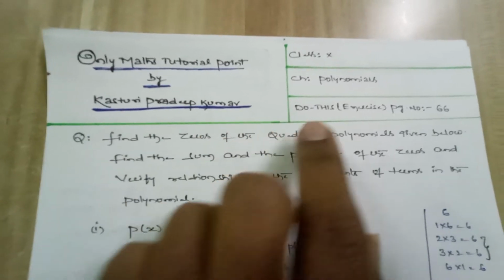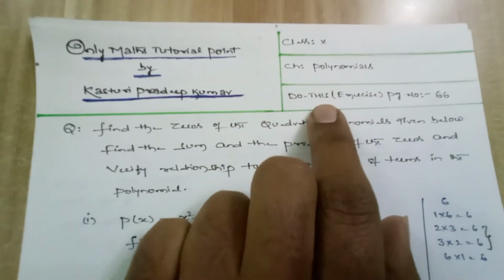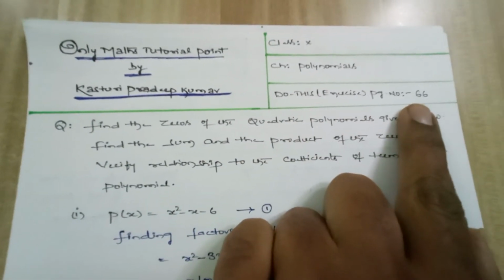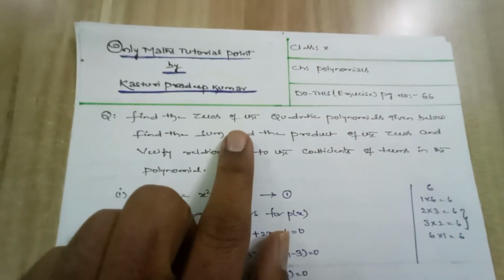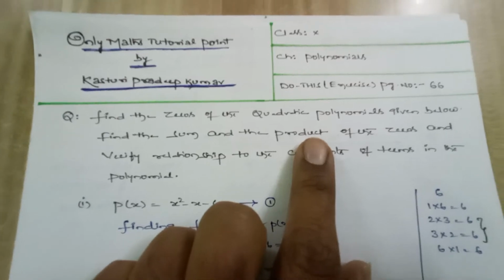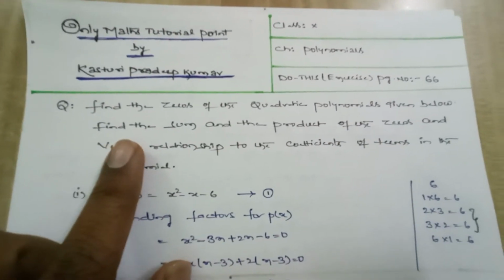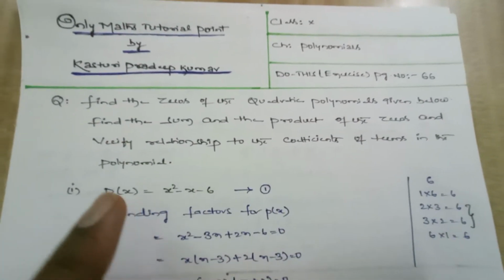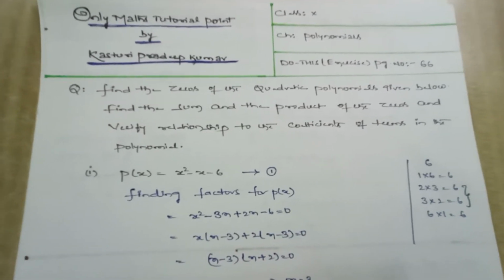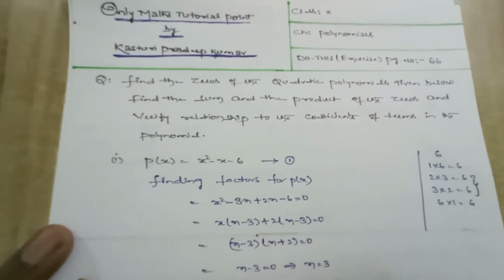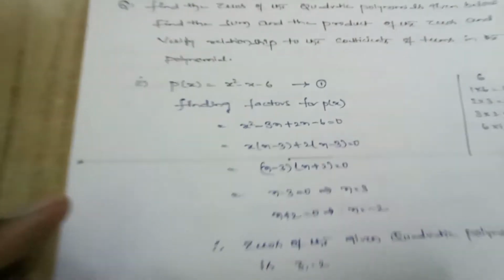Today we are going to deal with chapter real numbers. Do this exercise of page number 66. Okay, so what is given? Find the zeros of the quadratic polynomial given below. Find the sum and the product of the zeros and verify the relationship to the coefficients of terms in the polynomial. Okay guys, so see the first sum.